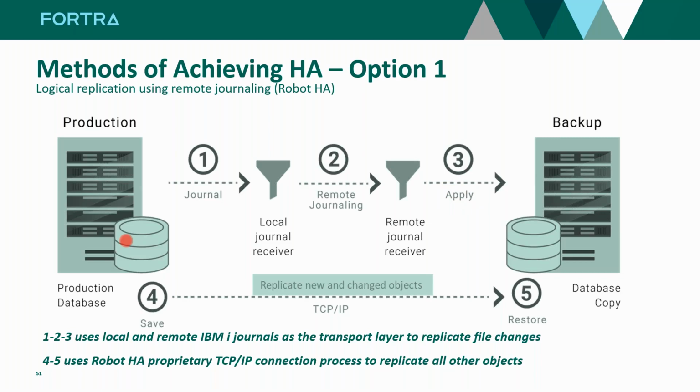And in case you have a new item on your production, the HA solution will save it and replicate it directly to restore it on the backup side. And from now on, that new object will also be journaled and will be replicated by journaling the next time. So Alex, that's, yeah.